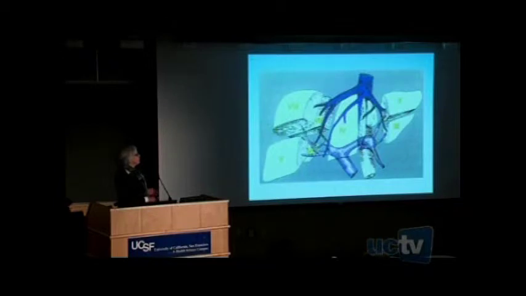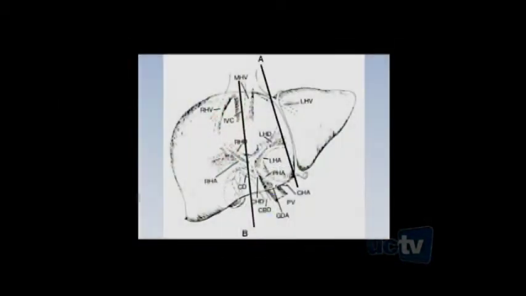Or if somebody's got a cancer in that part of the liver, you can take out that piece of liver and the liver will grow back there. And of course that is Prometheus. So the observation by Couinaud allows us to do a number of great things.